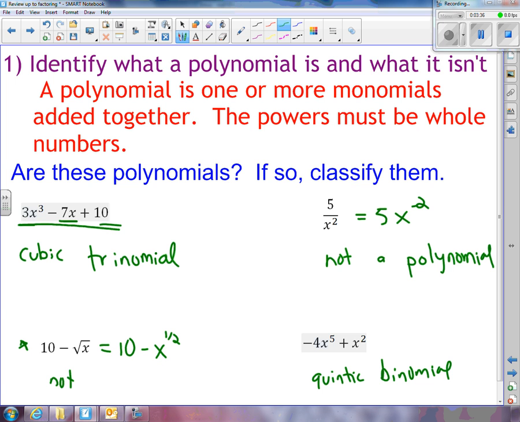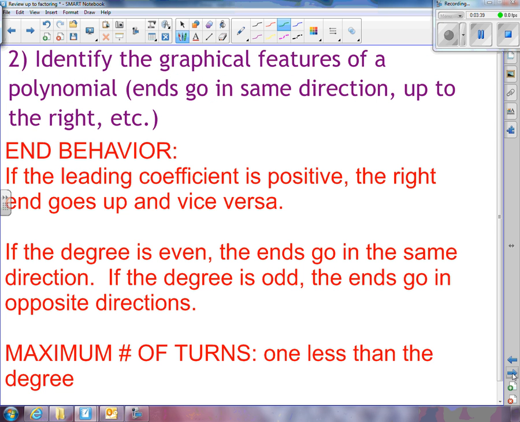Hopefully this is refreshing you a little bit. So now let's move on to the second thing that we've done in this unit. So far we've tried to identify the graphical features of a polynomial. We're not trying to be very specific in the graph, we're just trying to give a general sketch. The end behavior is the first thing. The first thing you should look at is the leading coefficient, so let's make sure we know what that term means.